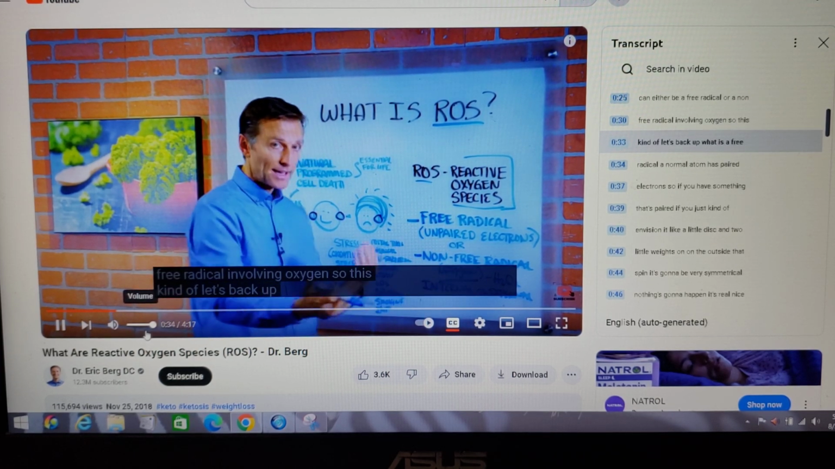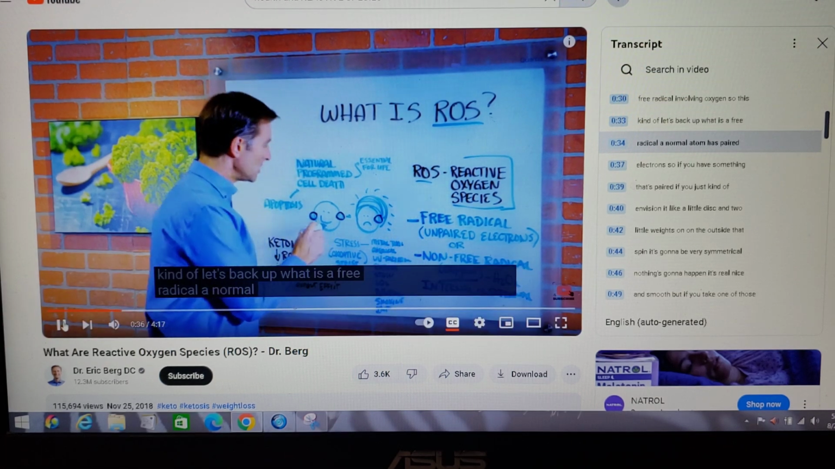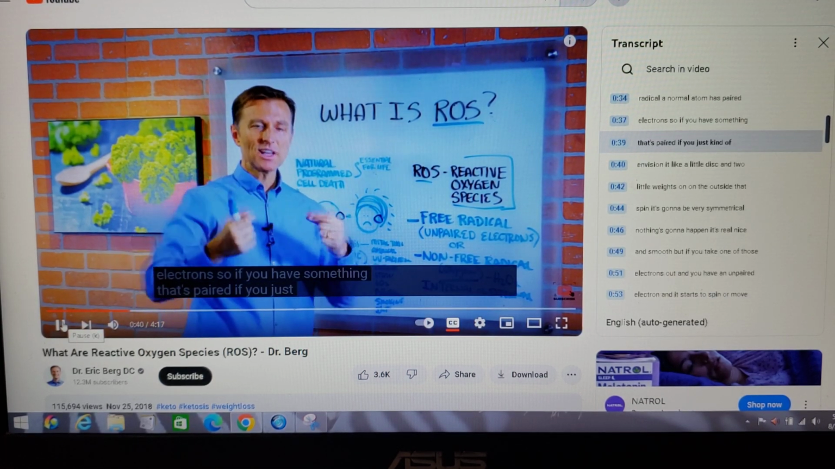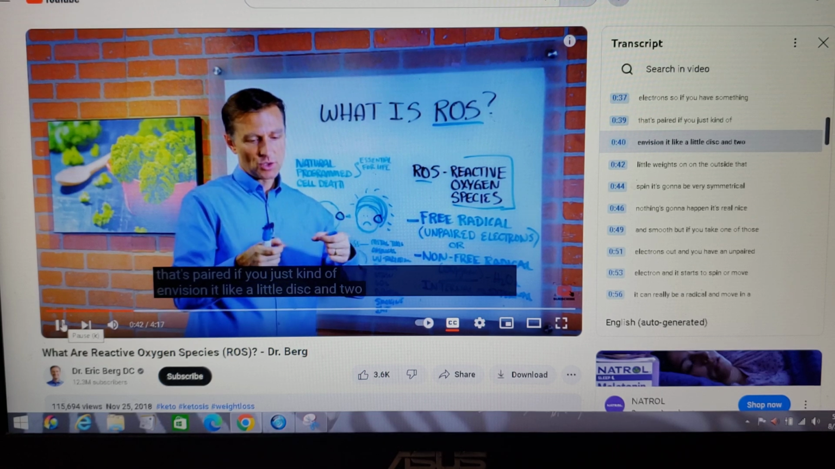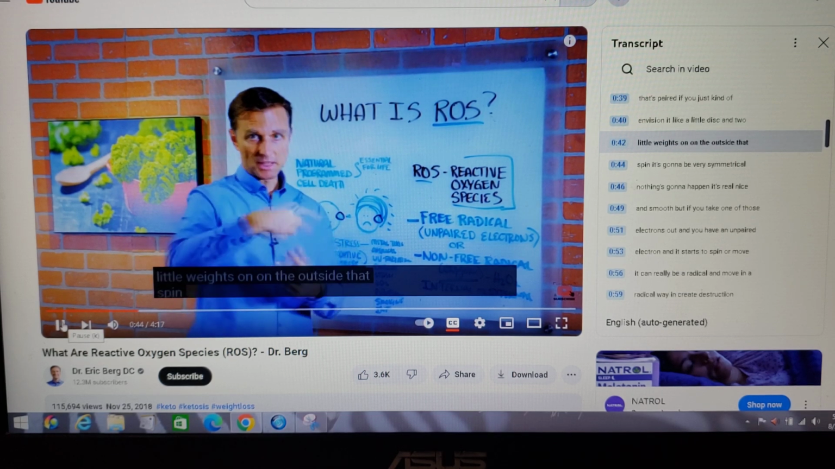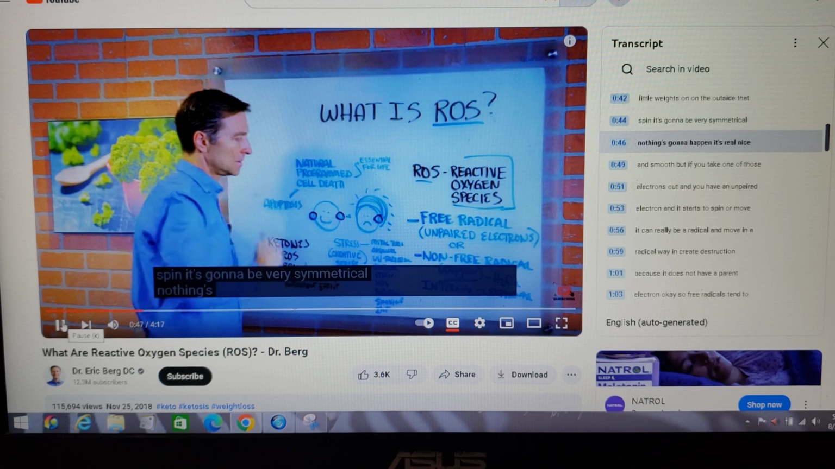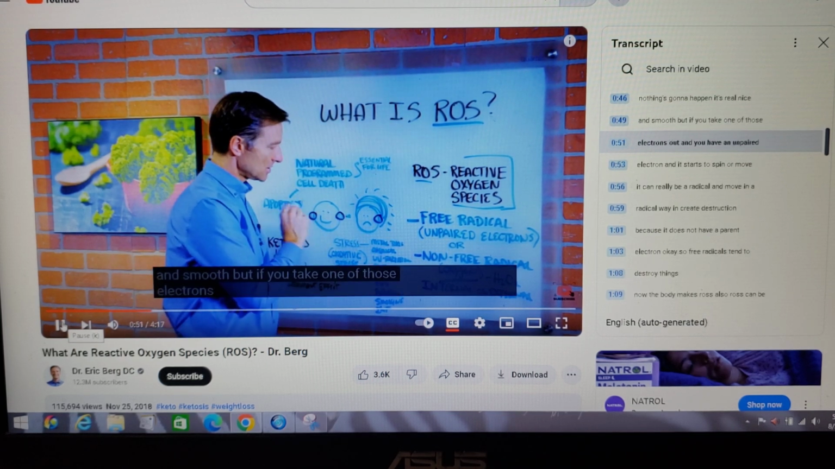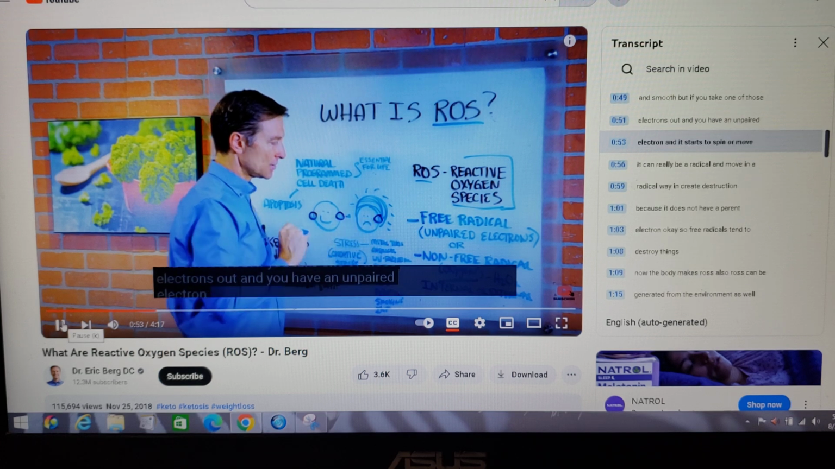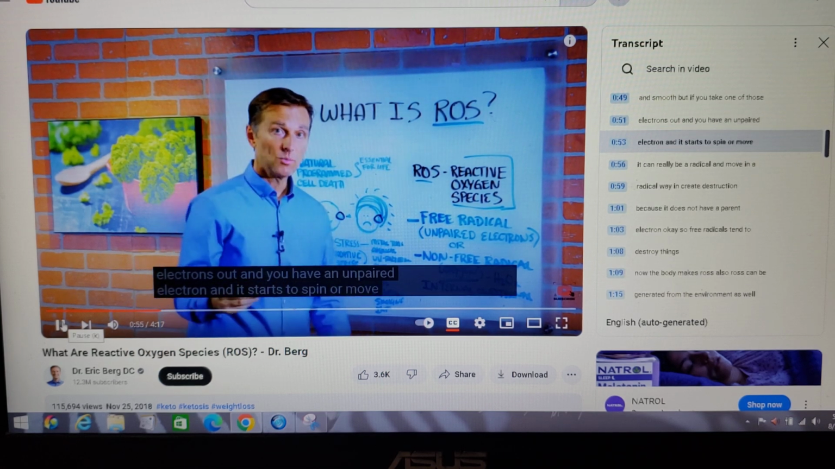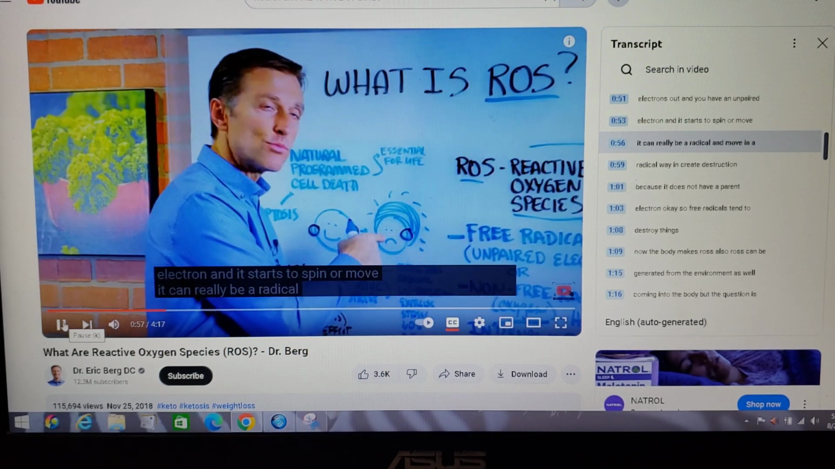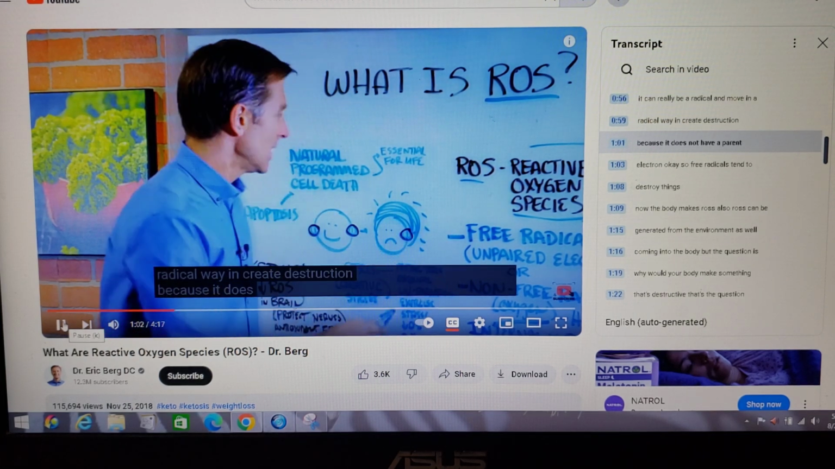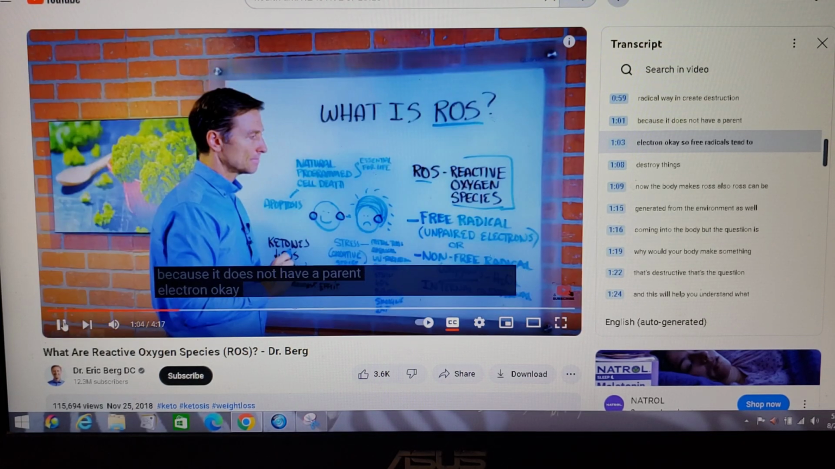So let's back up. What is a free radical? A normal atom has paired electrons. So if you have something that's paired, if you just kind of envision it like a little disk and two little weights on the outside that spin, it's going to be very symmetrical. Nothing's going to happen. It's real nice and smooth. But if you take one of those electrons out and you have an unpaired electron and it starts to spin or move, it can really be a radical and move in a radical way and create destruction because it does not have a paired electron.